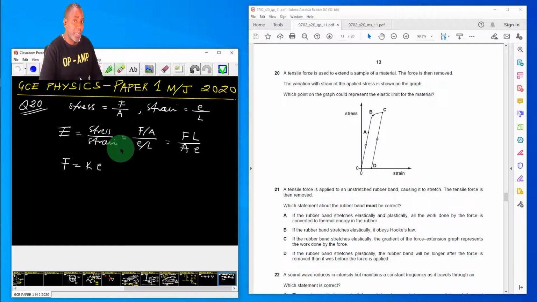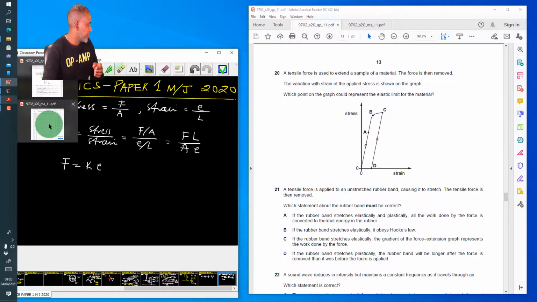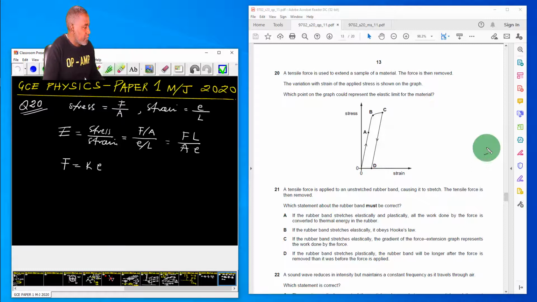Actually, the same law can be expressed using Young modulus of the material. And when we plot the stress versus the strain, we are going to get the same point B representing the elastic limit of the material. So the correct answer for section 20 is B. Again, let me confirm. 20B. So the correct answer for 20 is B.